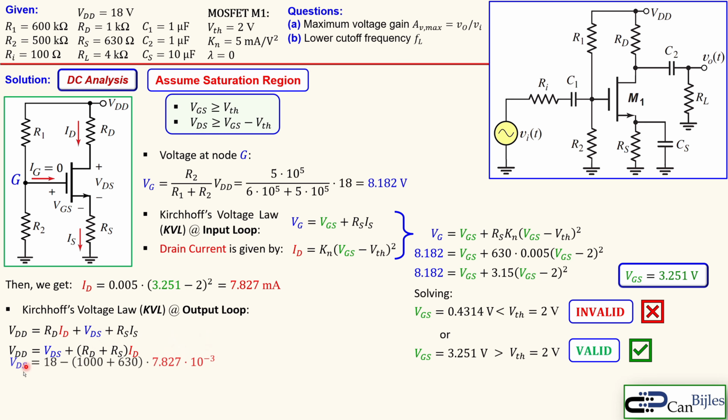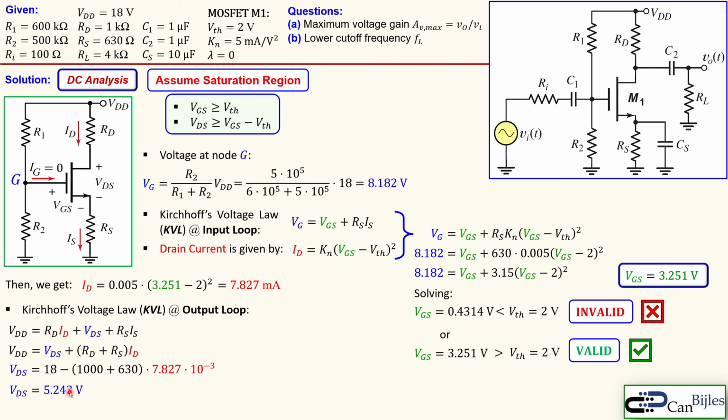And I can now express the VDS in terms of the other parameters. You see that here 1000 for the RD and 630 for the RS. And this ID is just calculated here. And now when you do the calculation, you get here 5.243 volts.